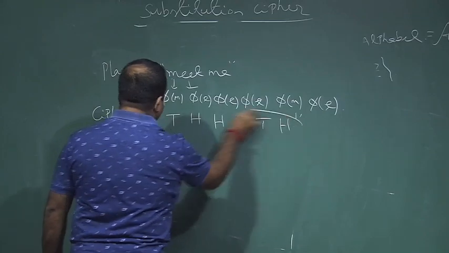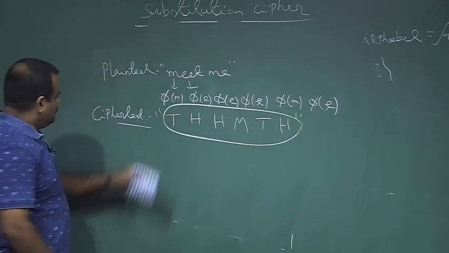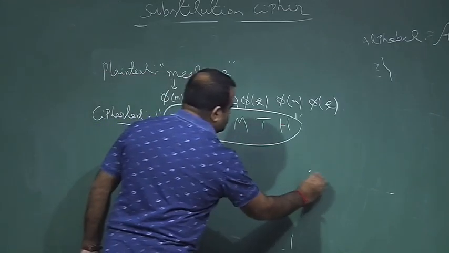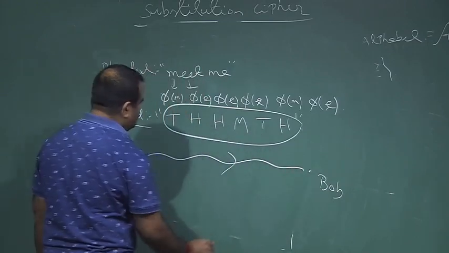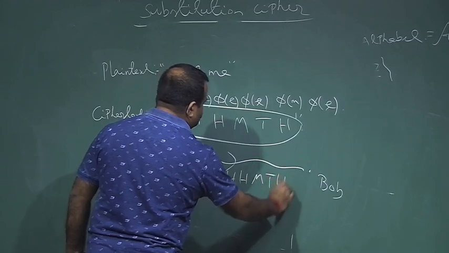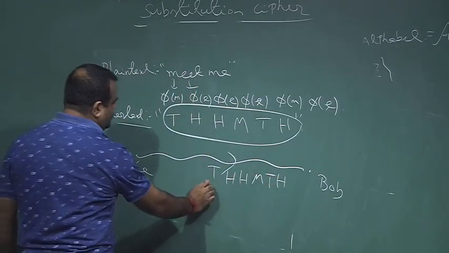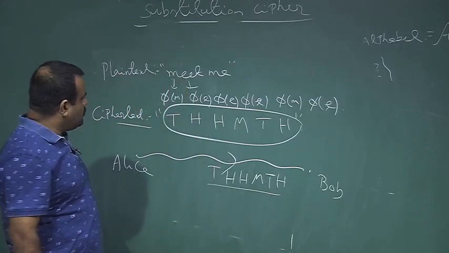So, Alice sends this over the public channel to Bob; this is Alice, this is Bob. Alice sent T H H M T H to Bob. So what will Bob do? This is the ciphertext Alice sent to Bob, and Bob has to get back the message.